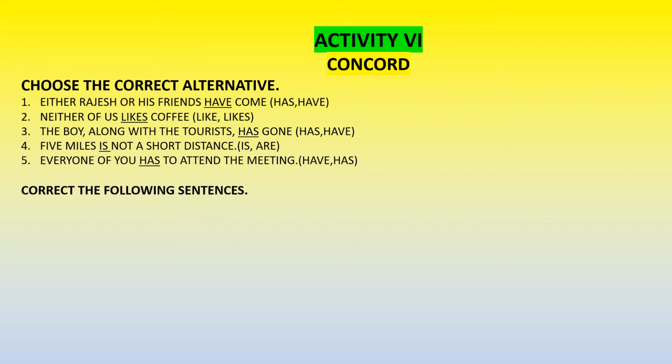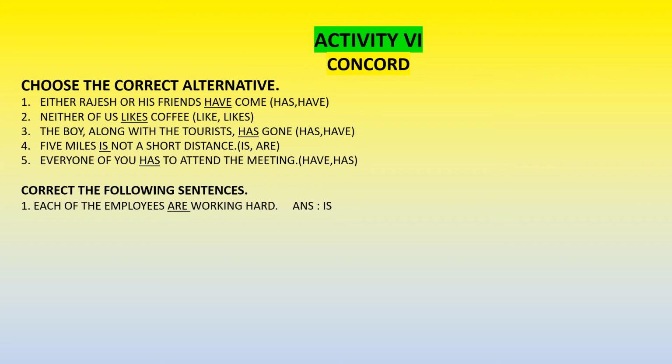There are 5 questions. Correct the following sentences. You see, there are some errors in the given sentences. Let us go for correcting the sentences. The first one, I told you, each and every one will be followed by a singular verb. Each of the employees is not the subject. Each one is the correct one. Every one of the employees is, or each one of the employees is working hard. Are is wrong. Is working hard.